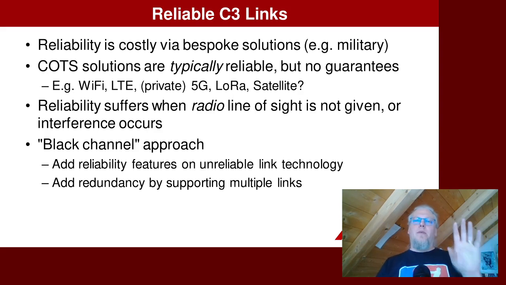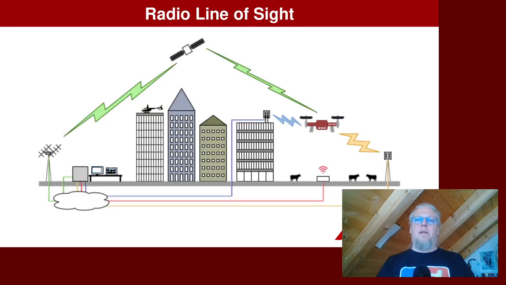Okay, so we're looking at how to add reliability over commercial off-the-shelf solutions in a black channel approach. And here's an illustration for this. I mean, it's pretty self-explanatory. In this case, you have a drone that has a blue and then a yellow lightning connection to cell towers. It also has a connection downwards to the Wi-Fi router, and it has a satellite connection as well. But you can easily imagine that if it was flying between the buildings, then some of these connections would no longer be available.